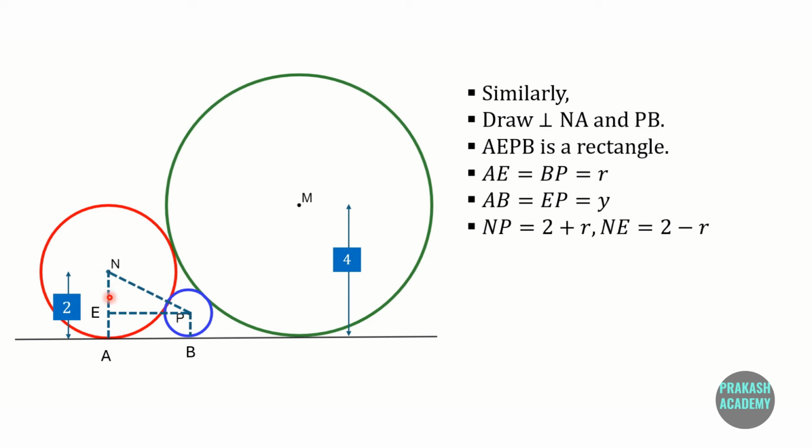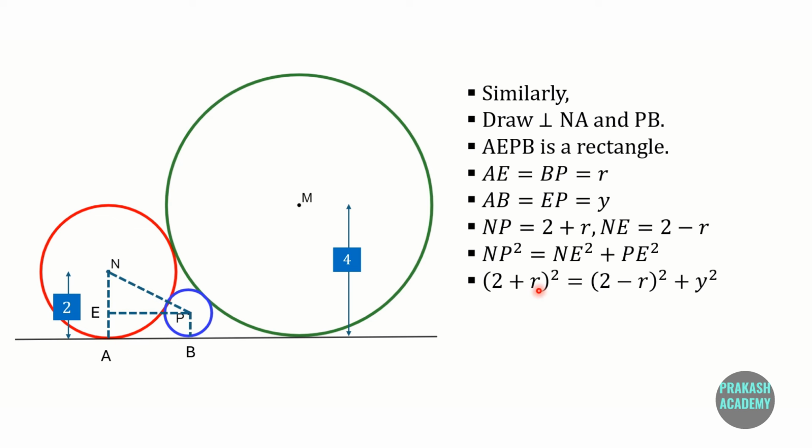NE, this total is 2 unit and this is R unit. So this is 2 minus R unit. So this is 2 minus R. So now I can apply Pythagoras theorem in this triangle because this is also a right angle triangle. This angle is 90 degree from construction. So hypotenuse square, that is NP square, is equals to sum of squares of sides, that is NE square plus PE square. Now we can plug the values.